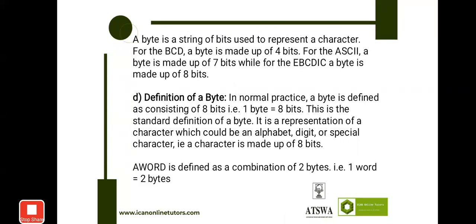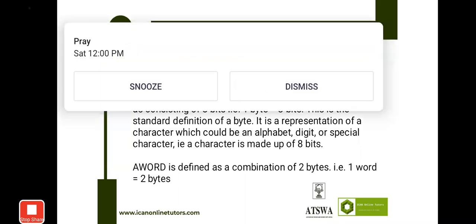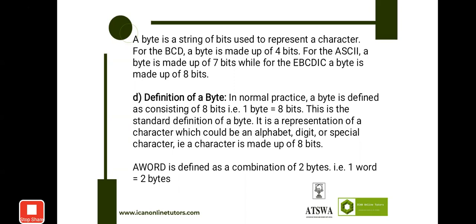So a byte is a string of bits used to represent a character. Please take notes. A byte is a string of bits used to represent a character. So for the BCD, a byte is made up of 4 bits. For the ASCII, a byte is made up of 7 bits, while for the EBCDIC, a byte is made up of 8 bits. So please take note. This will come out as objective questions.